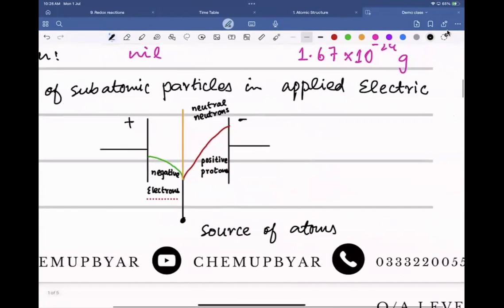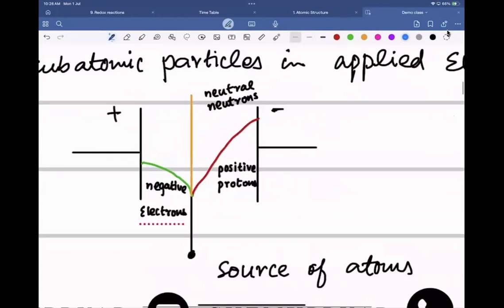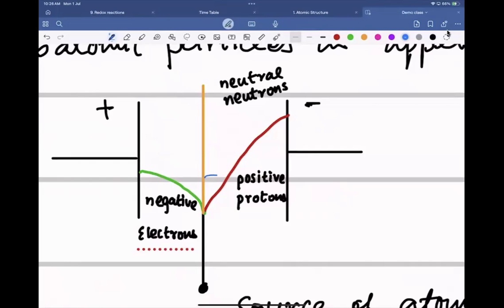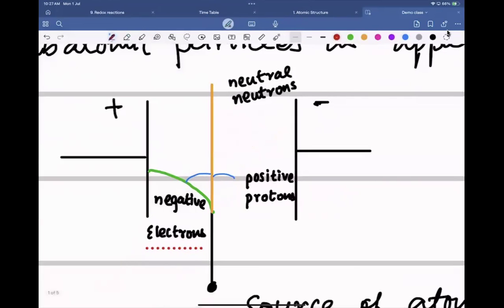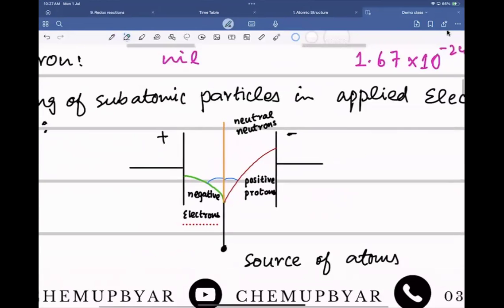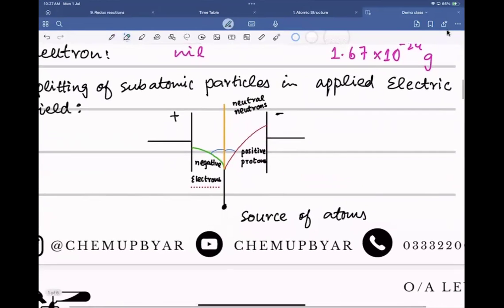Okay. Now, here another important thing which you have to focus on is the angle of deflection towards the negative plate and the angle of deflection towards the positive plate. Are they equal? No, they are not, because electron has less mass, so it will be deflected more, while proton has relative mass of one, so it will be deflected less. Although you are right, it's not just the mass.